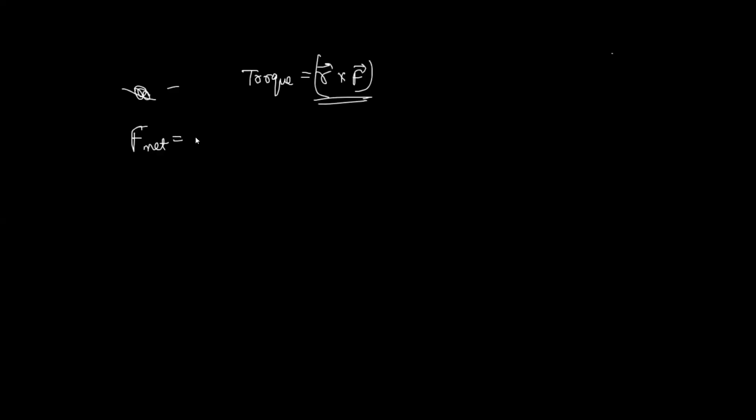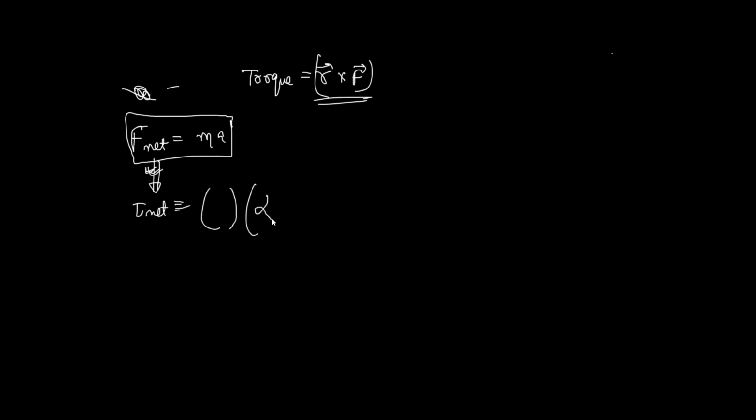F net was equal to mass into acceleration in the linear motion, isn't it? But here force is being replaced by the torque, isn't it? So torque net will be equal to something into acceleration. For acceleration, we will use a term angular acceleration. That will be alpha. Alpha is known as angular acceleration.